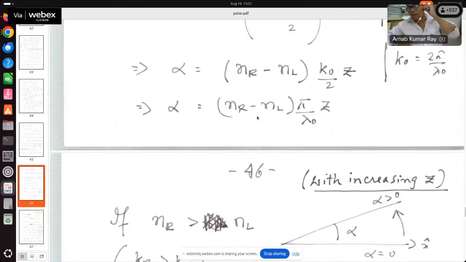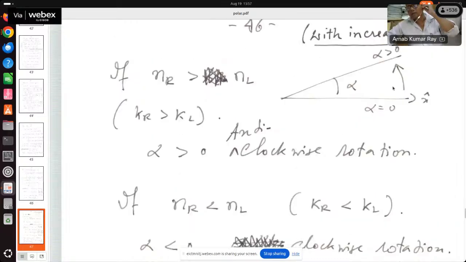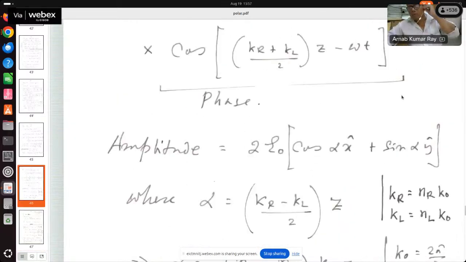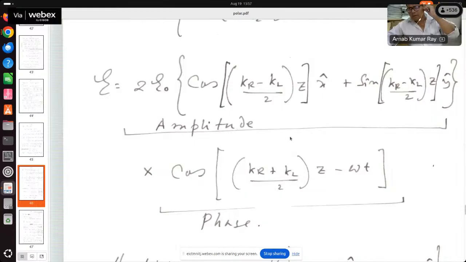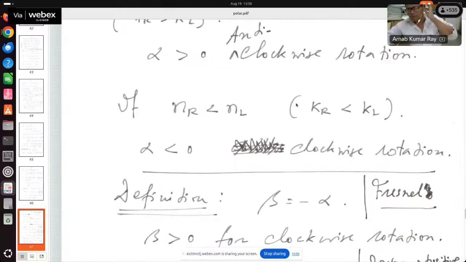What if nr is less than nl? Then kr will be less than kl, and alpha will be negative. Alpha negative means it will come down in this direction. You'll have a clockwise rotation. So you have a wave whose phase part is the usual phase part, but the amplitude part is rotating for increasing value of z because of the difference between kr and kl. That is the conclusion that you can draw from here.